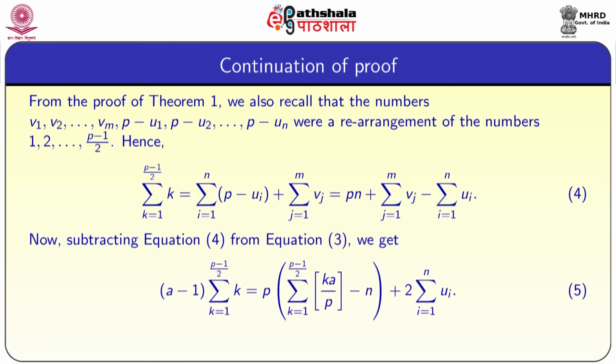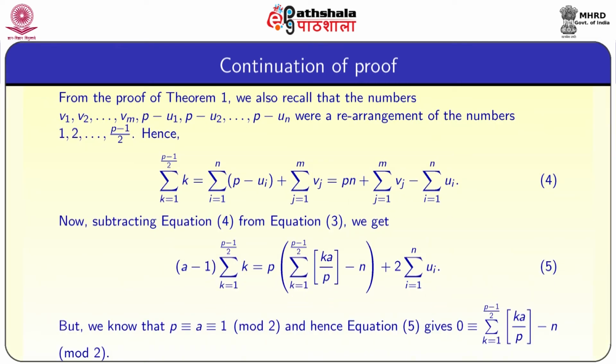So, by substituting equation 4 in equation 3, we are going to get (a−1) times summation k = 1 to (p−1)/2 of k is equal to p times summation k = 1 to (p−1)/2 of floor of ka/p minus n plus 2 times summation i = 1 to n of u_i.